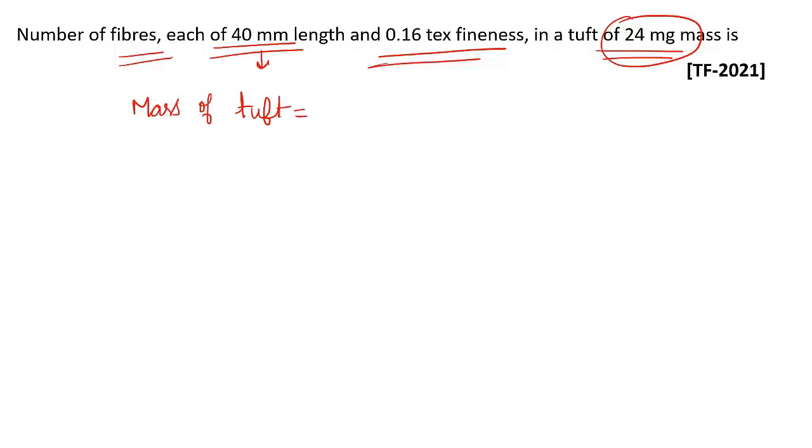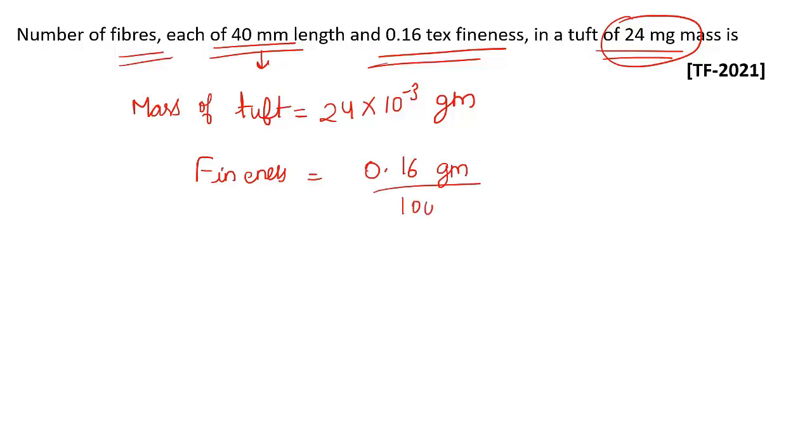If we write it in grams, it becomes 24 into 10 to the power minus 3 gram. And fiber fineness is given as 0.16 tex. We can write tex as gram per 1000 meter. This is the unit for tex. And what is the unit for denier? It is gram per 9000 meters.